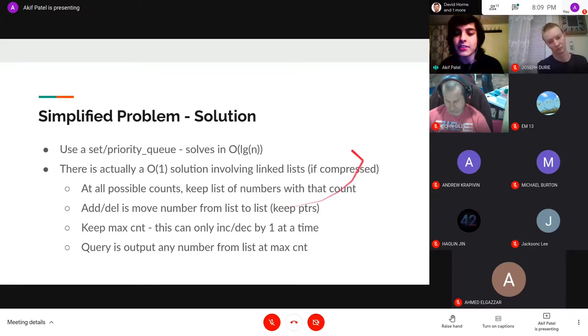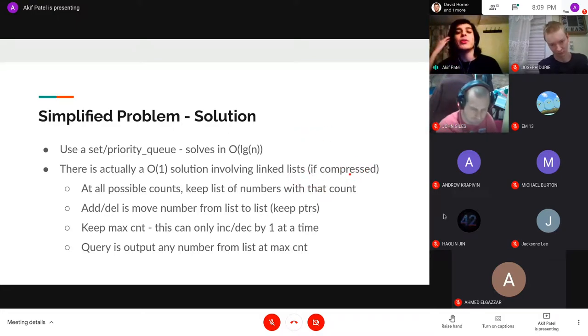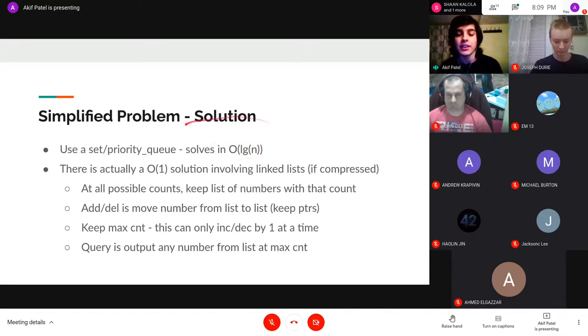If you have this, then you can solve this in O(1). The way you do that is, instead of just storing, like in the easy solution, a map from the actual number to the count, you store that here too. You store a map, or an array, from the number itself to the count. But on top of that, you also store a map or an array from the count to all the numbers that show up with that count. So for all possible counts, you keep a linked list of numbers with that count.